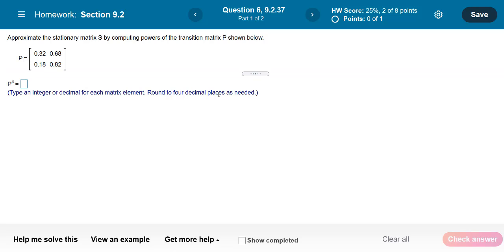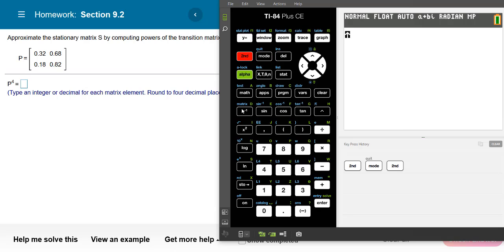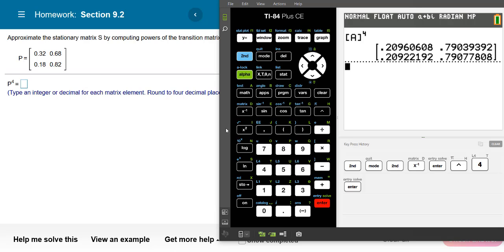Question 6 is asking us to compute specific powers of the transition matrix. So we will take out our calculator, enter this matrix, and do it to the 4th power. After checking the numbers, we go back to the home screen and do matrix A with an exponent of 4. Now, as you see, the rows are already fairly close together as far as the numbers. However, we will need to type that accurate to 4 decimal places.